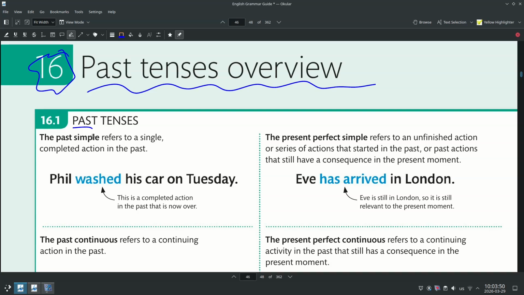The present perfect simple refers to an unfinished action or series of actions that started in the past, or past actions that still have a consequence in the present moment. Eve has arrived in London. Eve is still in London, so it is still relevant to the present moment.